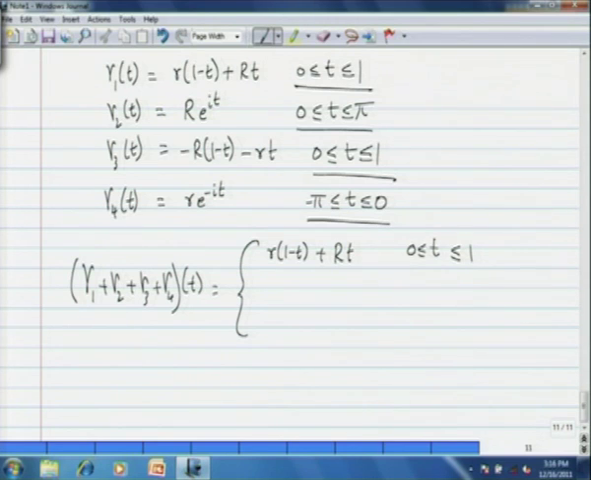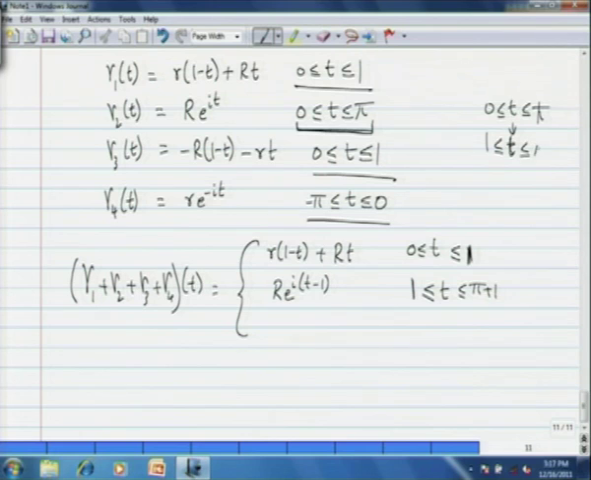So, for tracing gamma 2, I need to now start at time 1. So, from time 1, how long should I go? Well, I should go for a length pi, because for gamma 2 the parameter interval has a length pi. So, let me go until pi plus 1. Then the description of gamma 2 will be R e power I times t minus 1, to adjust for the 1 I have added to this inequality on both sides. When I add 1 to both sides, I get 1 less than or equal to t, and t plus pi, replaced with new t, pi plus 1. And that new t, for compensation, I will write as t minus 1 here. So, let me write that as I times t minus 1.